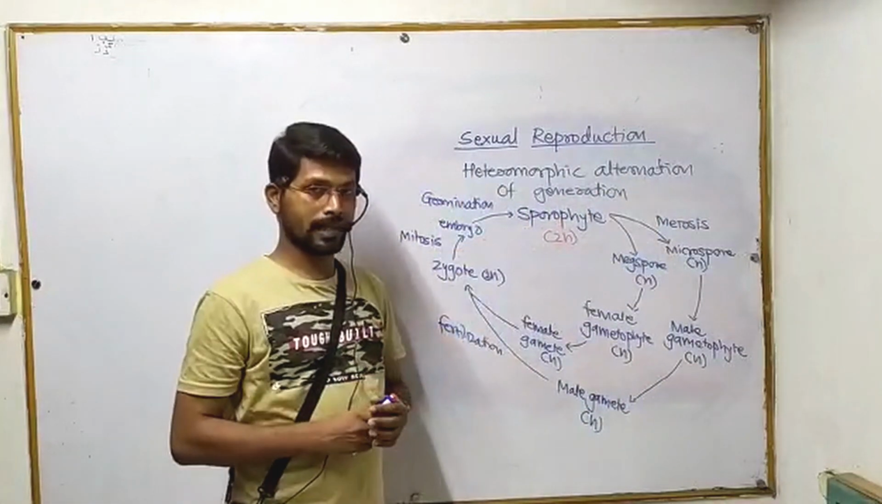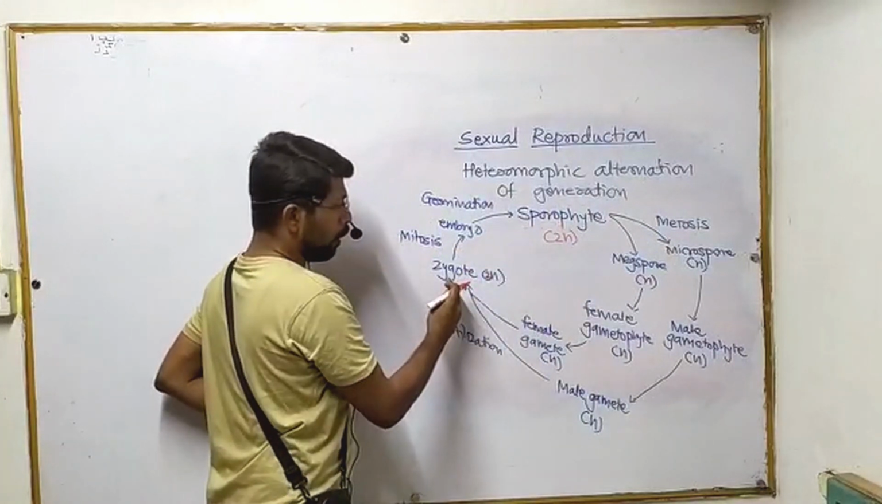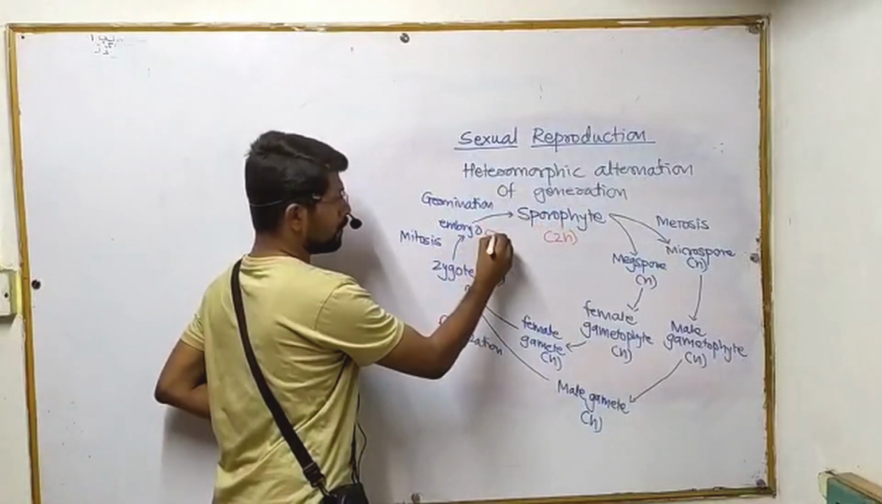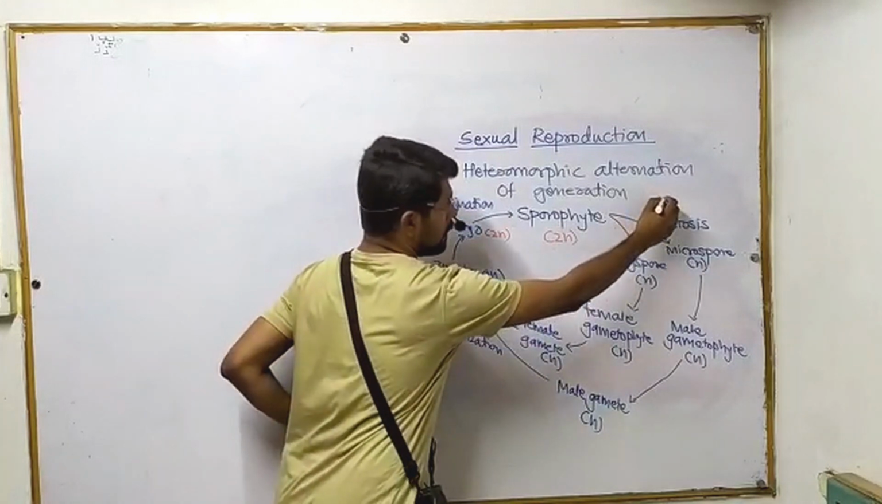Now let us split this diagram into two, and that is, in one part all the diploid stages are included. Embryo is again diploid, zygote is diploid, sporophyte is diploid. Now just draw a line like this.